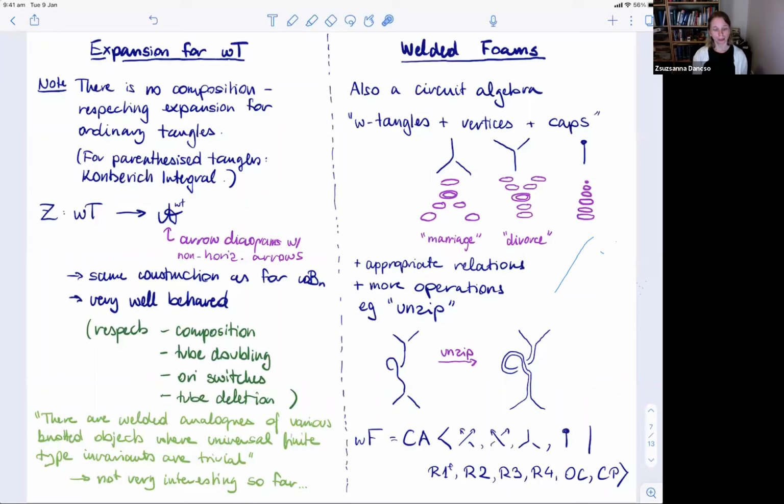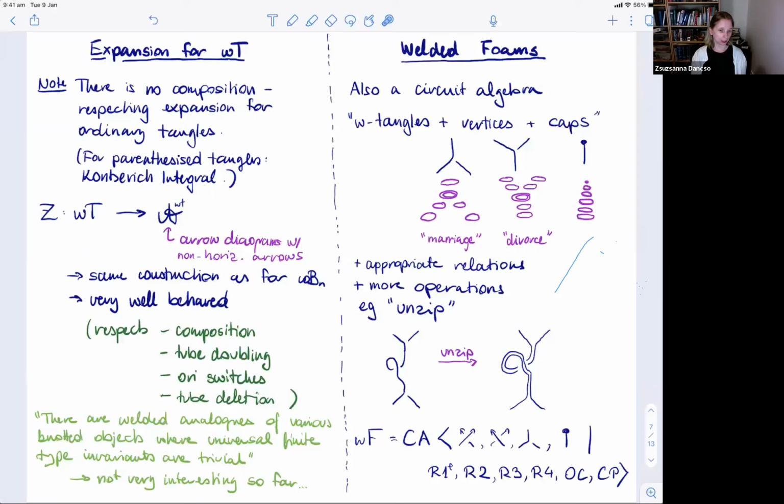Okay, thank you. So then for welded tangles, the expansion story is very similar to welded braids. There's a homomorphic expansion. Maybe before I say that, I'll note for ordinary tangles, there's no homomorphic expansion that respects tangle compositions. So in order to talk about expansions for tangles, you have to introduce these parenthetizations, and then you have the Kontsevich integral.